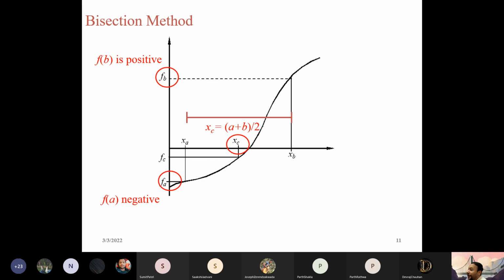Now, have you got XC? This is the graphical representation. It may not be exactly here. Got XC? So I have two intervals: XA to XC, and XC to XB. As per the graph, what is the solution? In which interval? In between XC and XB. Have you seen how beautiful the graph is? It means in between XC and XB, there is an intersection.